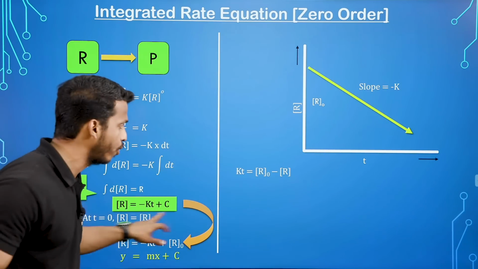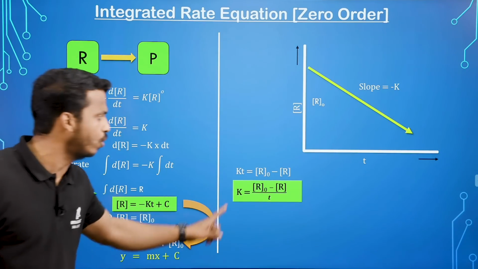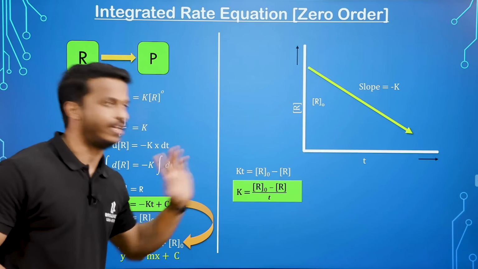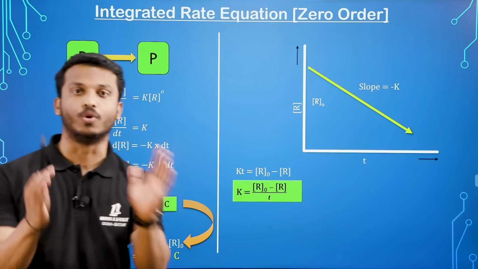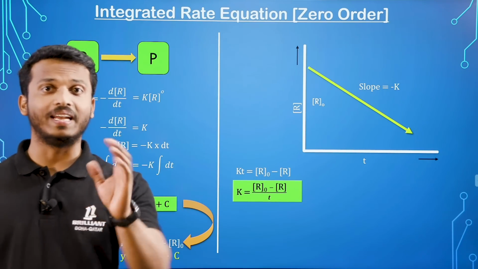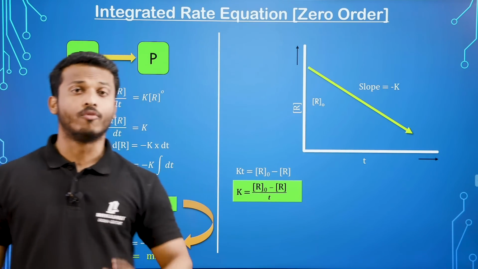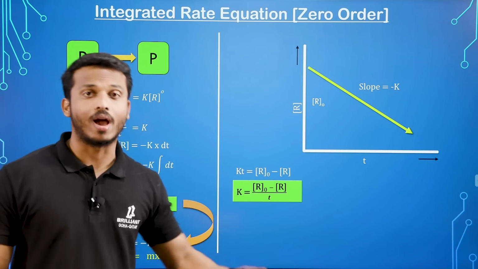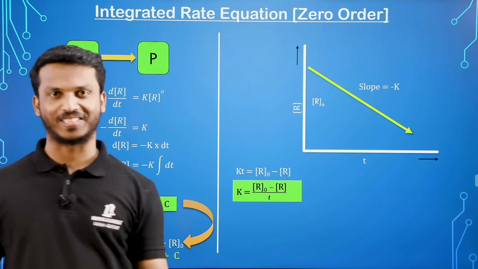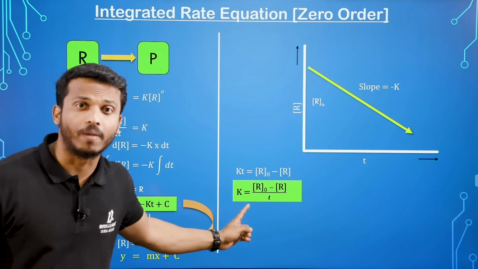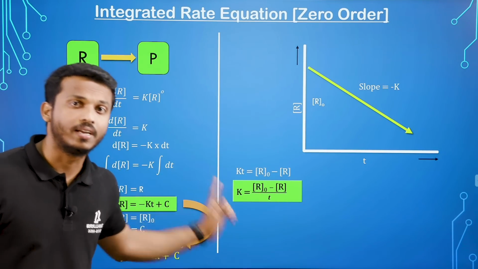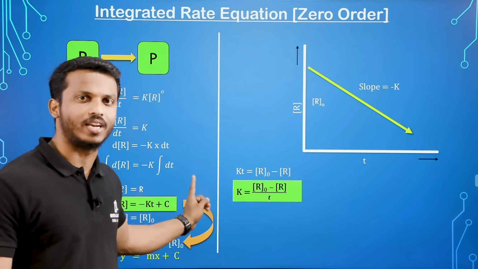Then what is the expression for K? Then K is equal to (R naught minus R) by T. This is the equation for our numerical question. So what is the integrated rate equation for the rate constant K value for a zero order reaction? What is the equation? (R naught minus R) divided by T. That is the equation for rate constant K.